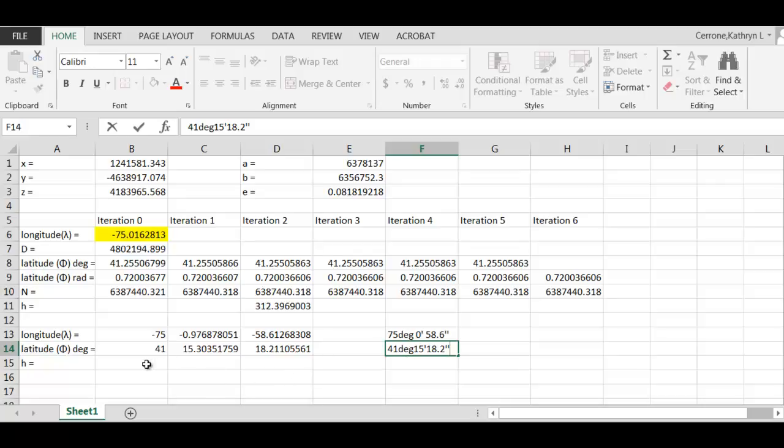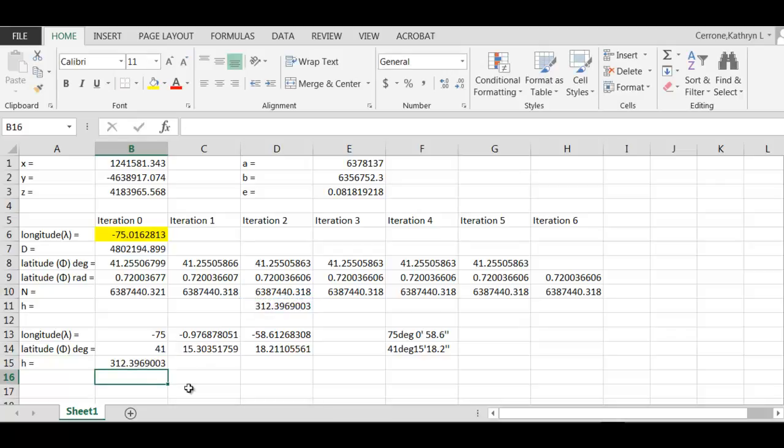Our h in this case is just our 312.4 approximately, and again this is in meters. So we have all of our measurements here. Again, our longitude is going to be west because it was negative. Our latitude is north because it was positive. So this is going to conclude our lesson on converting between geocentric and geodetic coordinates.